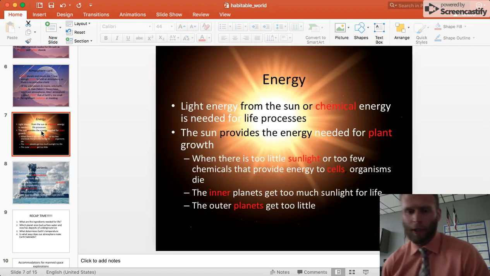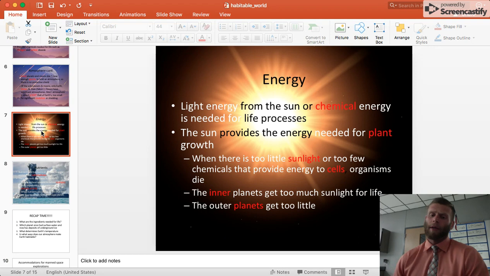Energy. Light energy from the sun or chemical energy is needed for life processes, right? Producers can't make food, they can't go through that beautiful photosynthesis, without it. The sun provides the energy needed for plant growth. If there's too little sunlight or too few chemicals that provide energy to cells, we as organisms need those chemicals, right? We don't technically need sunlight to thrive, but we need energy, so we need chemicals in order to survive or we die. The inner planets get too much sunlight for life, and the outer planets get too little, right? If you're too far away, you're not getting enough, so producers can't produce, and too close, those producers are getting fried up.